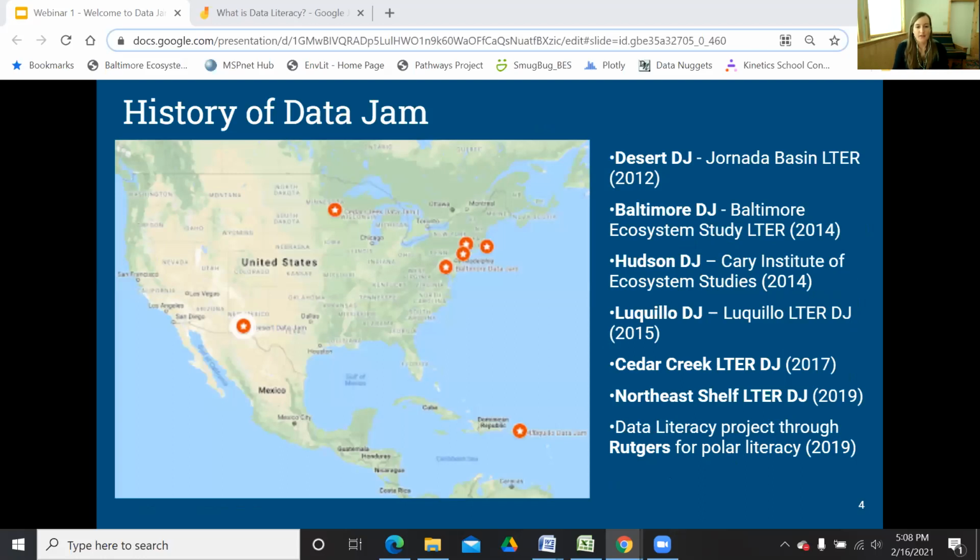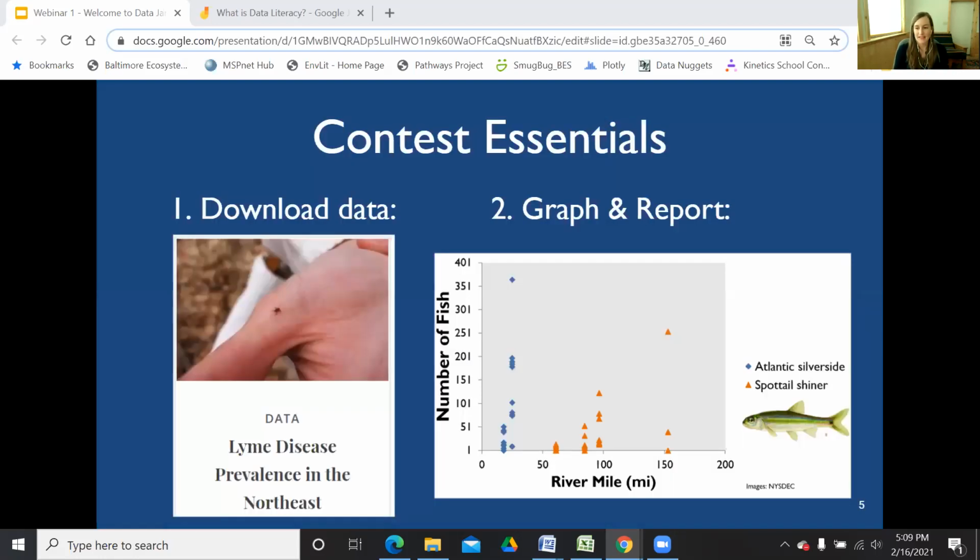A brief history of Data Jam. So we've been doing the Hudson Data Jam at Cary since 2014, but it actually began at the Jornada Basin Long-Term Ecological Research Station in New Mexico back in 2012. And since then, there are now a total of 7 sites across the country. And I did a little bit of number crunching, and since 2014, the Hudson Data Jam competition has seen 474 student projects, which amounts to a little over 1,200 students that have been reached through the Data Jam competition.